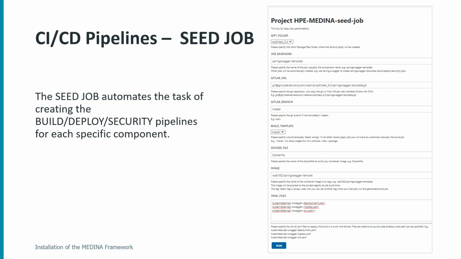To automate the deployment process, we make use of the Jenkins seed job that will automatically create the pipelines for each component of the MEDINA framework. This is a plugin that consists of filling a form by entering parameters, such as the software repository URL, where to retrieve the source code, the container file descriptor, in Docker format, the generated container image for publishing to the private registry, and a list of 1 or more Kubernetes deployment manifest files.